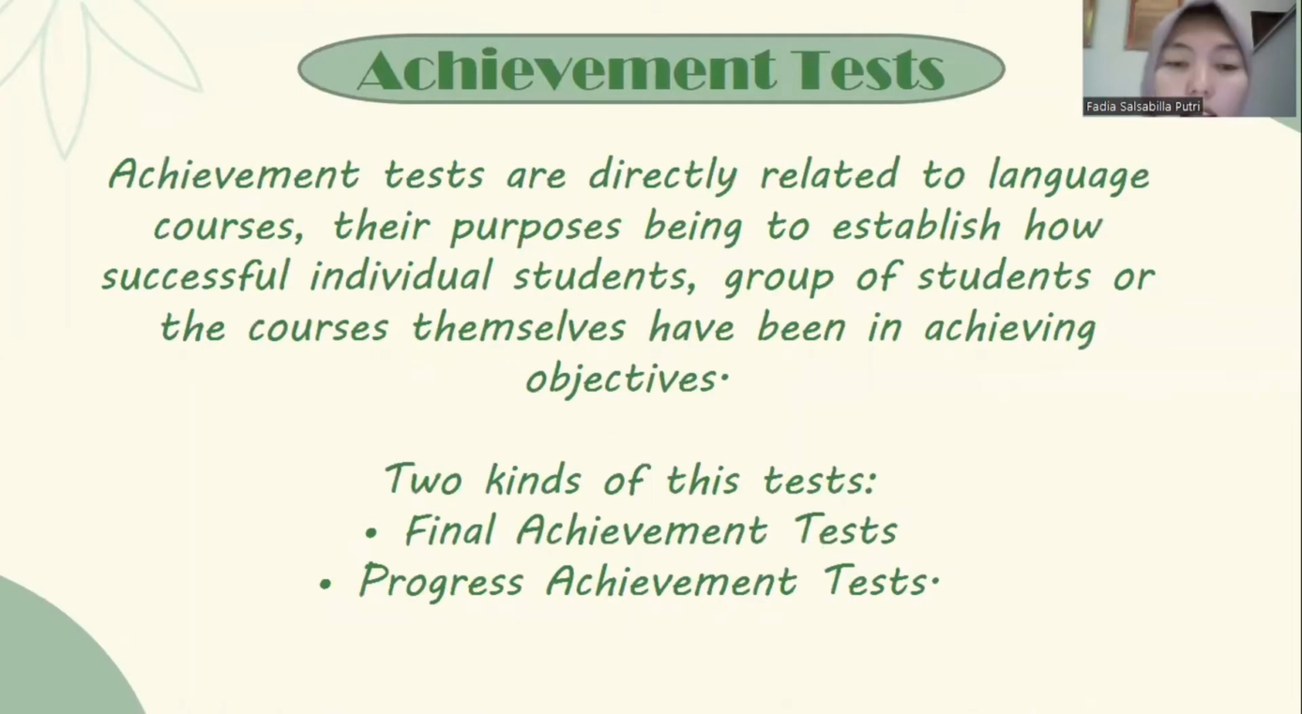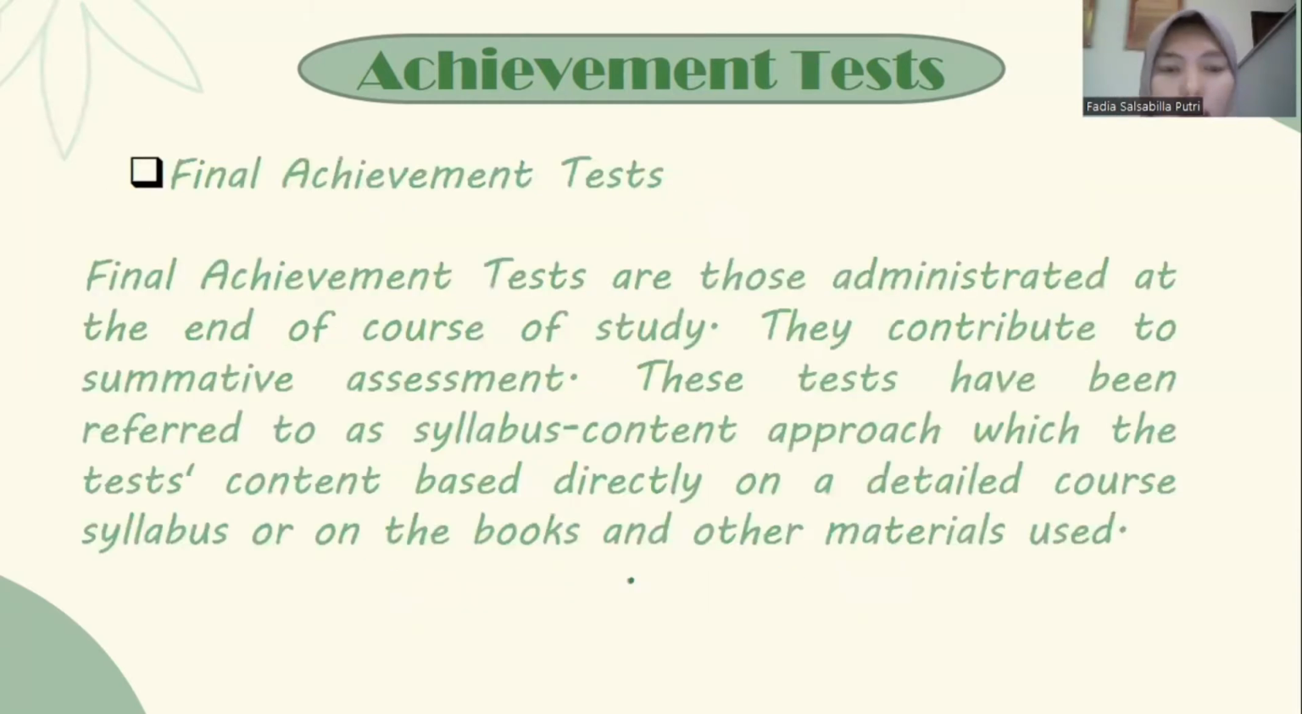Achievement tests are directly related to language course. Their purpose is to establish how successful individual students, groups of students or the courses themselves have been in achieving objectives. Two kinds of these tests. One, final achievement test. Two, progress achievement test. Achievement test, one: final achievement test.